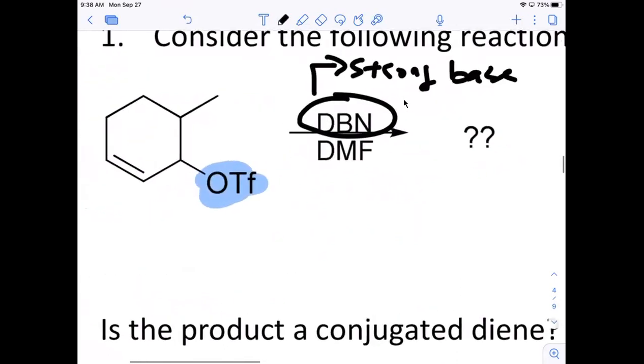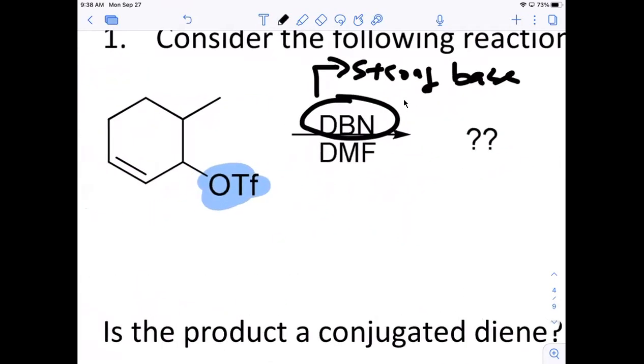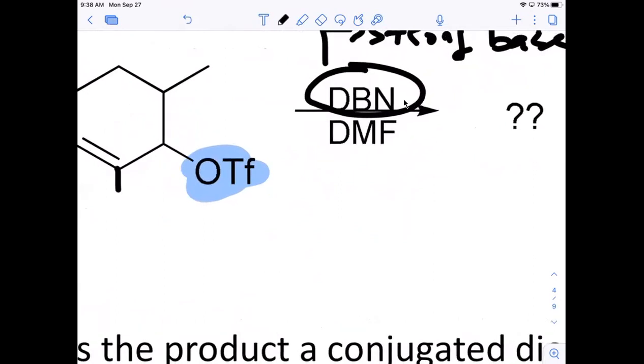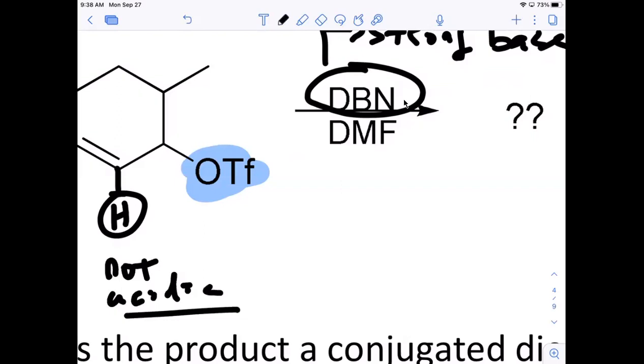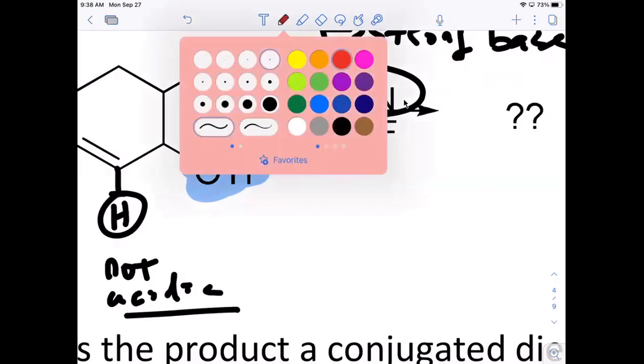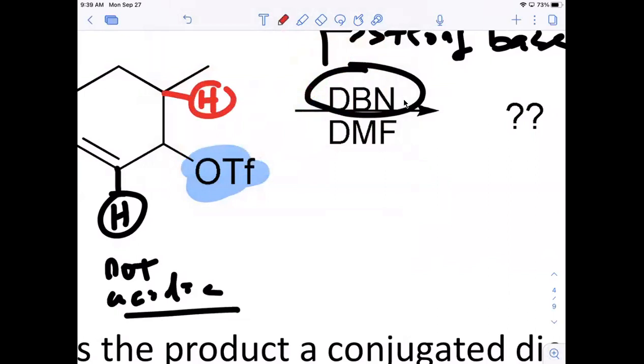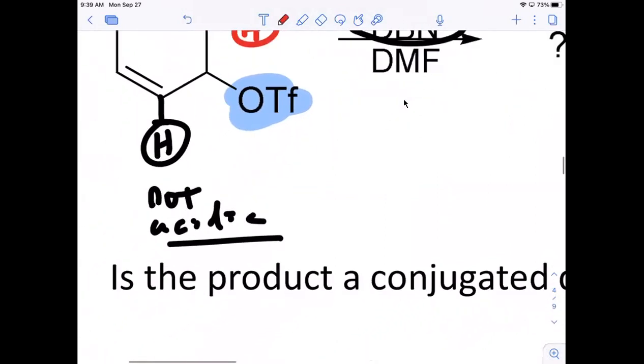Where's the elimination going to take place? Where's my alpha proton? You have two sites, but this one is not acidic because it's a vinyl proton. It takes a lot to pull that off. So it's not acidic. Where's my other site? Above the OTf, right here. Yes. So those are your two alpha sites, but the fact that this is a vinyl proton, you see how it's attached to a double bond? We call that vinylic.